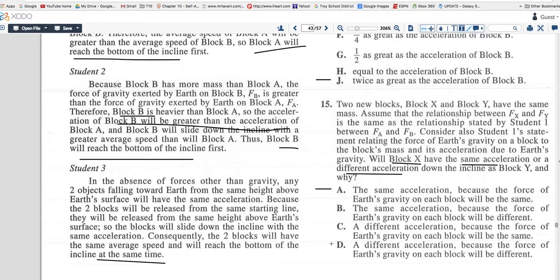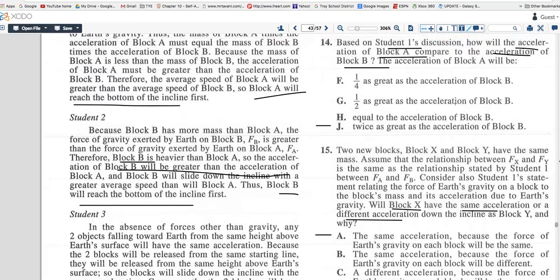Okay. So right here, let's reread the question. Two new blocks, block X and block Y, have the same mass. Assume the relationship between Fx and Fy is the same as the relationship stated by student 1 between Fa and Fb. Consider also student 1's statement regarding the force of Earth's gravity on a block to the block's mass and its acceleration due to Earth's gravity. So what they're doing is they're basically switching block A with block X, block B with block Y.